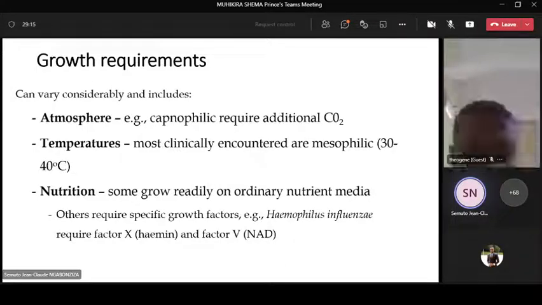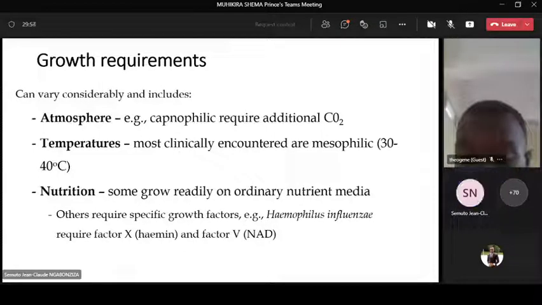The second phenotypic criterion is the growth requirement. Some bacteria will need an atmosphere rich in CO2, and those are called capnophilic. So you need to increase the CO2 in your environment, and that is mostly achieved by using a candle jar. You can use the candle to reduce the oxygen in the environment, but the CO2 is retained and its percentage increases. And for temperature, most clinically encountered bacteria are mesophilic.